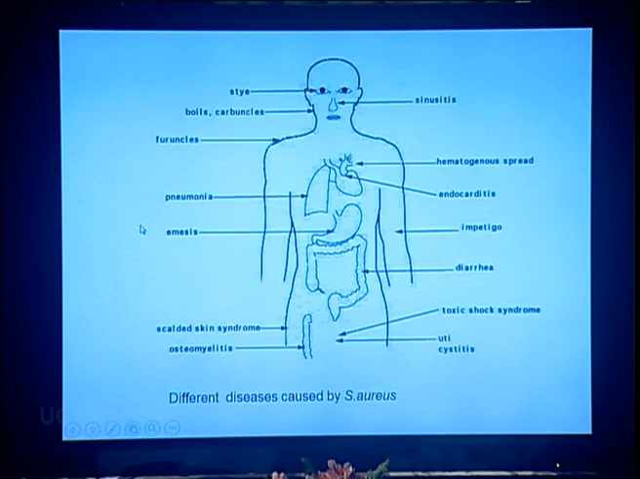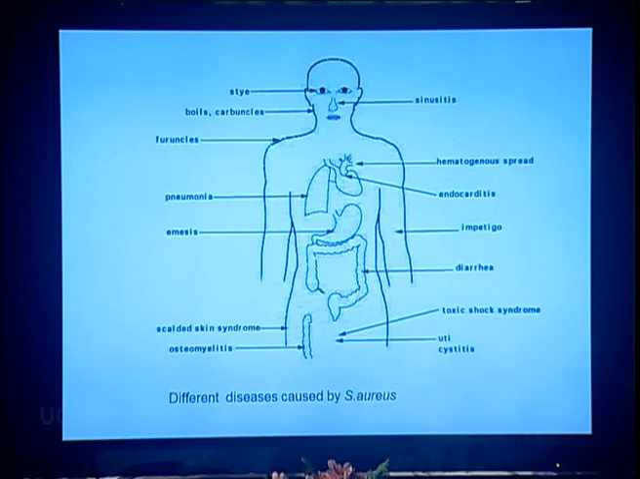Now coming to the different diseases that this particular bacteria causes. You can see in this figure, it can actually cause infection to different parts of the body. It can cause boils, carbuncles, furuncles, pneumonia, emesis. So anything, even it can get into the bone causing osteomyelitis. It can invade the skin causing scalded skin syndrome. It can cause diarrhea. It can cause endocarditis. So you can very well see this particular bacteria is such an important pathogen. It can invade any soft tissue or any organ and can cause havoc.